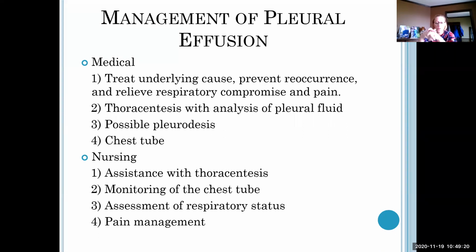For nursing, we do assist with thoracentesis. If they have a chest tube in place, we're going to monitor our chest tube and of course assess their respiratory status and pain management as well.